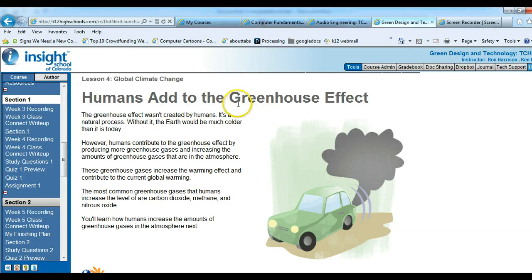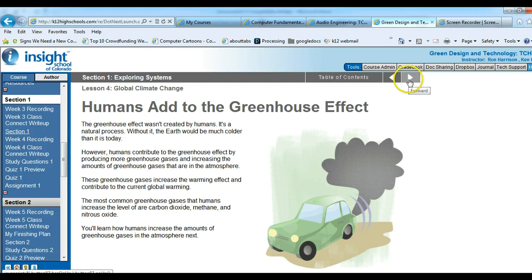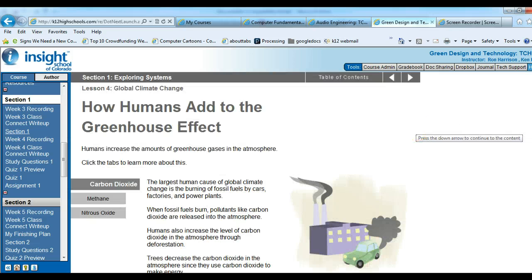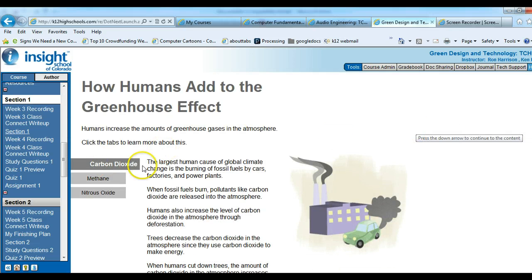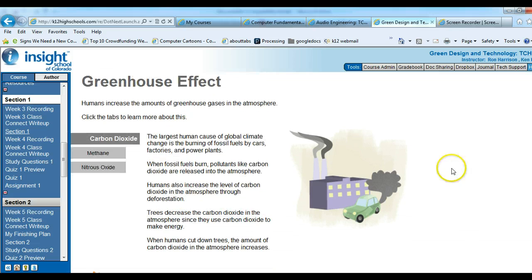So humans add to the greenhouse effect. So you can see, we add to it and cause the warming with carbon dioxide, methane, and nitrous oxide. Those are common greenhouse gases, and we contribute to that. And there are also some natural contributions to it. So how humans do it, carbon dioxide. So you can read about this, and of course carbon dioxide is released when we burn fossil fuels. And then those carbon dioxides form greenhouse gases and trap too much heat in our atmosphere. That's where the issue really comes in.